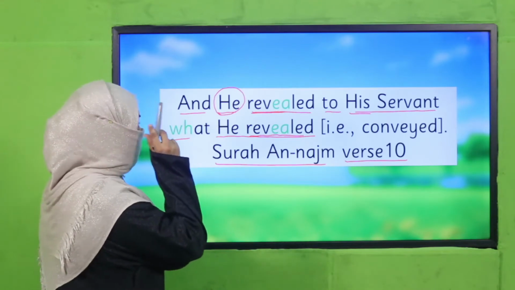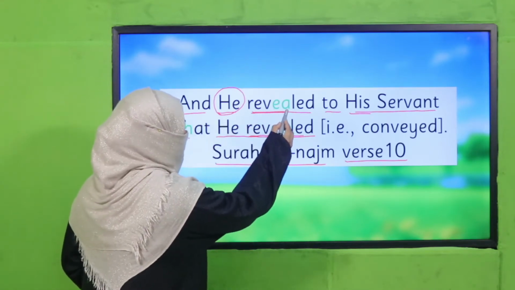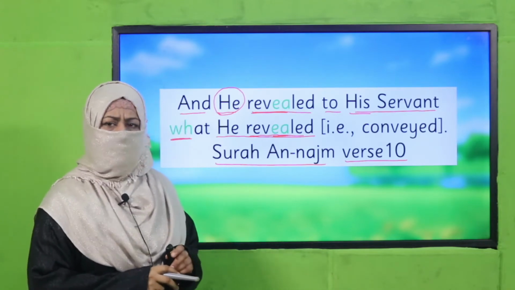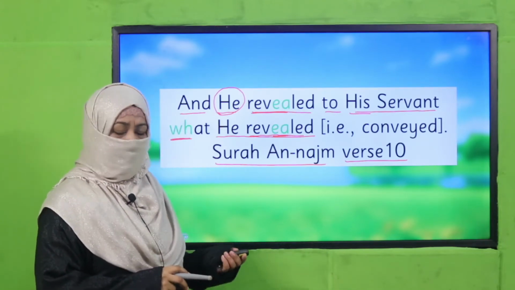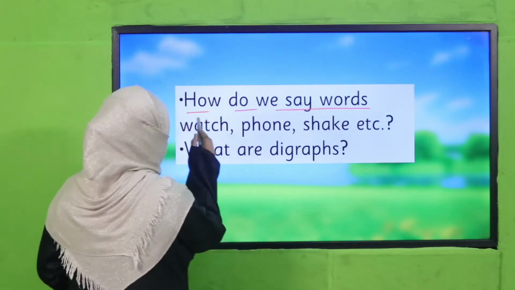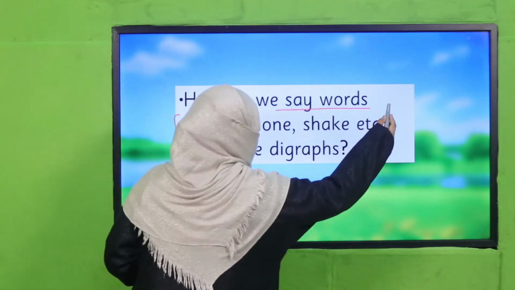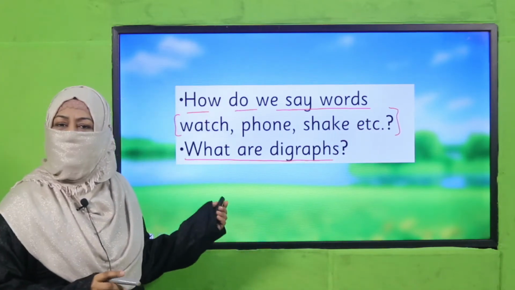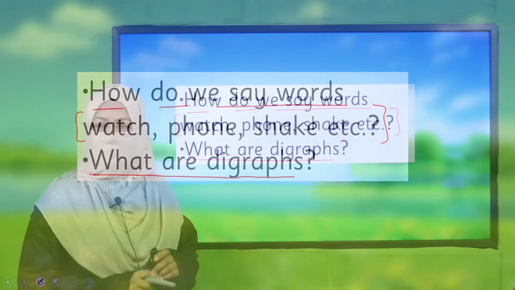And Alhamdulillah, we believe in the Quran and in the beautiful sunnah of our beloved Prophet Hazrat Muhammad sallallahu alaihi wasallam. And my dear children, now you see here a few words, I have given them a different color. Do you know why? Can you connect it? Okay, then tell me, how do we say these words? And what are digraphs? Pause the video, answer these two questions to your teacher and then come back.